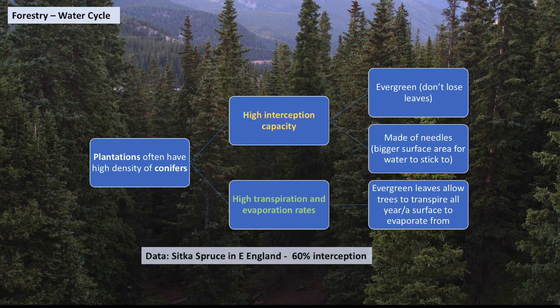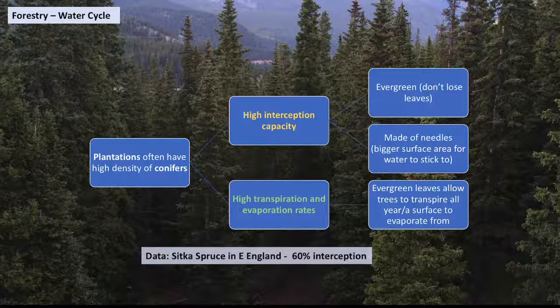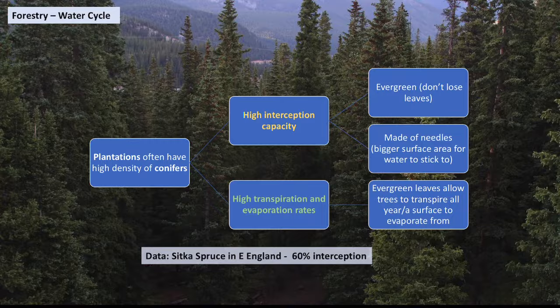Just a little bit of data to finish us off. An example of a conifer is a Sitka spruce, and if it is in certain parts of England, East England, here's the example I've used here, you get 60% interception. If it was in an upland area where it was actually lower temperatures, therefore there would be less interception and evaporation, probably about half of what that figure is.